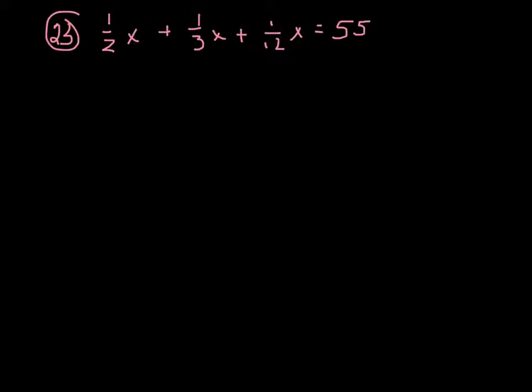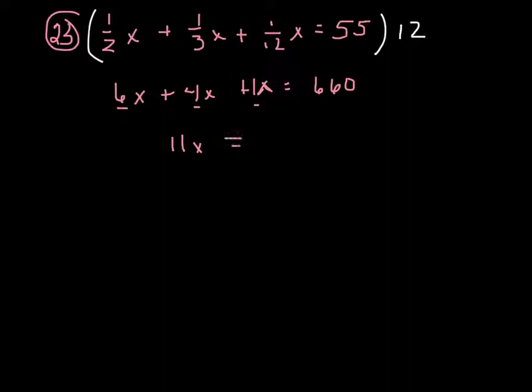So then what you're going to want to do is multiply everything by 12 to eliminate my fractions. When I do that, I get 6x plus 4x plus x equals 660. Now combining like terms, 6 plus 4 plus 1 would be 11x is equal to 660. Divide by 11, and x is 60.